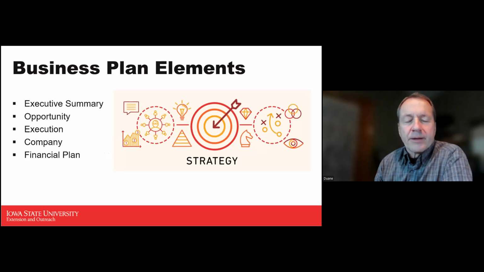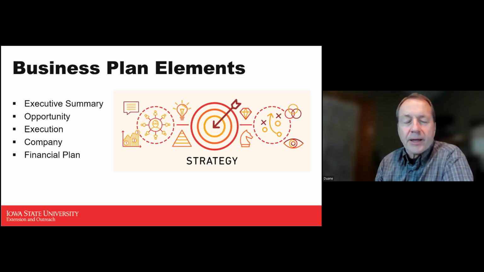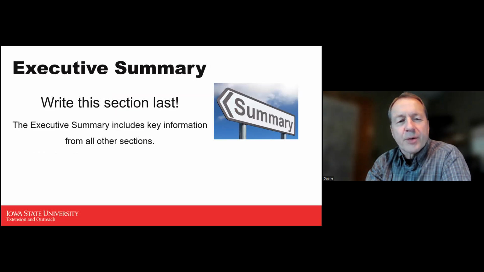We take it from a product called Live Plan, which is an online application that works with business plans and projections. We'll talk about that a little bit more later also. But it starts off with an executive summary. The second section is called the opportunity, followed by execution and company and financial plan. And we are going to dive into each of those in more detail, starting with the executive summary.